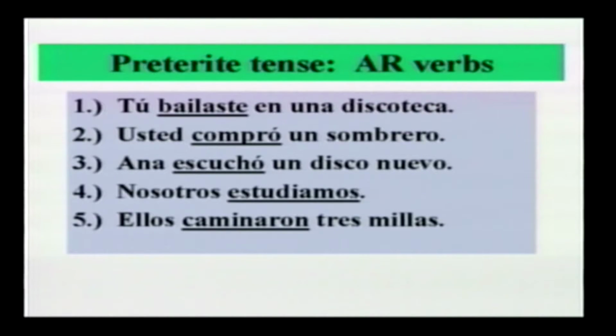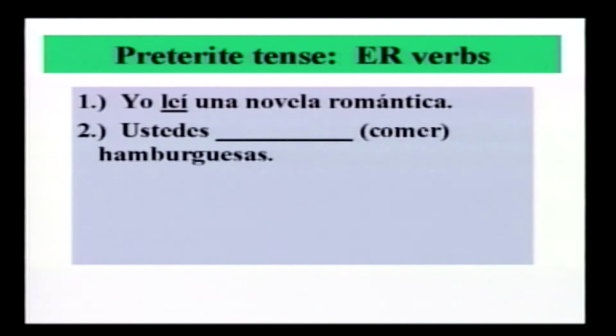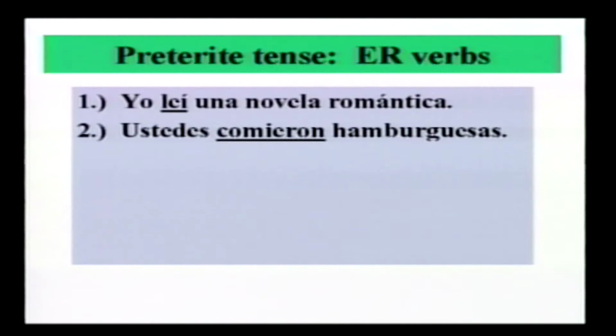So much for the AR verbs in the preterite tense. Let's take a look at the preterite tense ER verbs. Remember, leer is to read. Yo leí, con acento, ¿eh? Yo leí una novela romántica. I read a romantic novel. Number 2. Ustedes, comer is to eat, but I want to put it in the preterite tense. Hamburguesas, hamburgers. Comieron, third person plural.